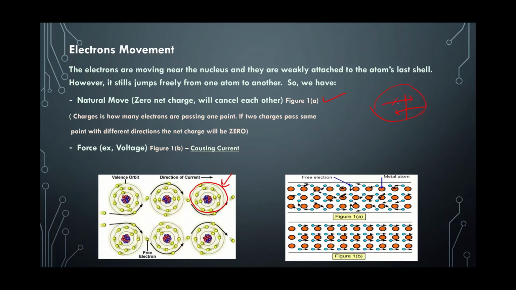So one movement will cancel the other one. While if we apply a force on these electrons to move them, they will have an organized movement in one direction, and this is what we call the current. When we force the electrons to move in one direction, we cause an electric current, and that's what defines electricity. And this force, we call the voltage.